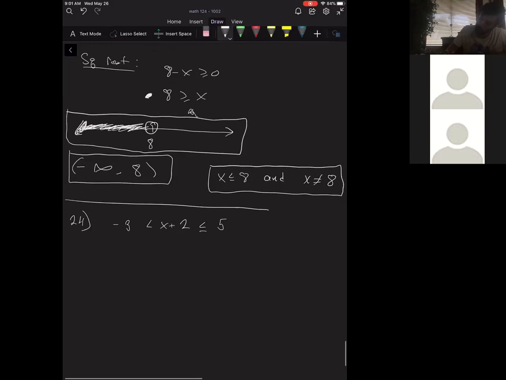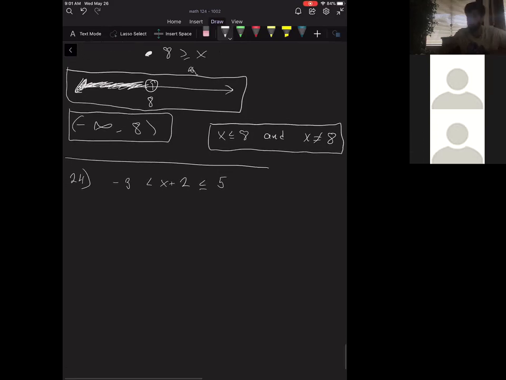So in order to solve these inequalities, we want to get x alone in the middle and then just numbers on the outside. The only thing that's making x not be alone is that plus 2. So let's subtract 2 from everything. On the left-hand side, minus 3 minus 2 is minus 5. In the middle, we have just an x. And on the right-hand side, we have a 3.